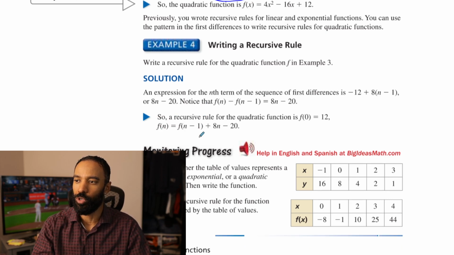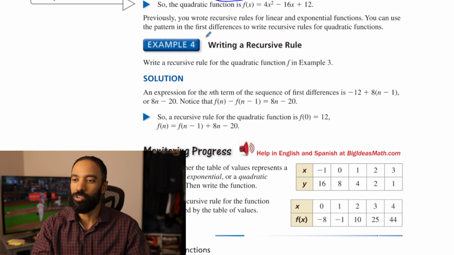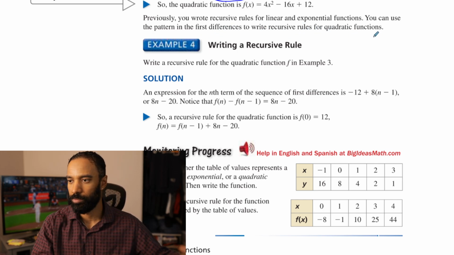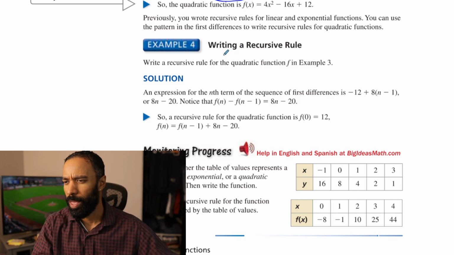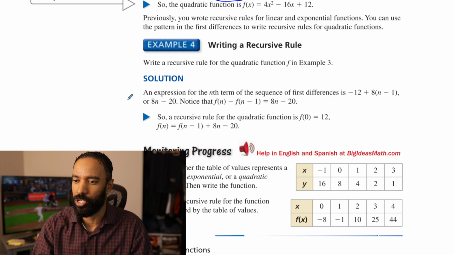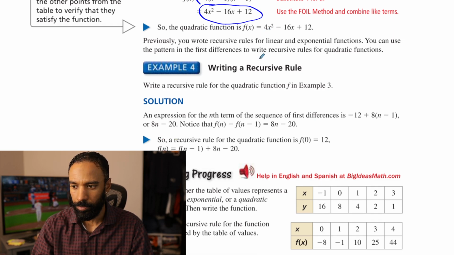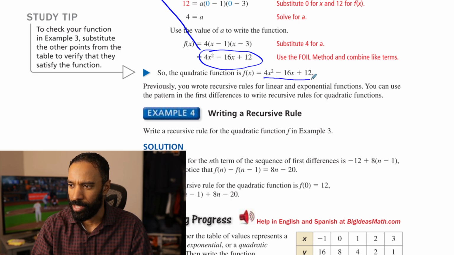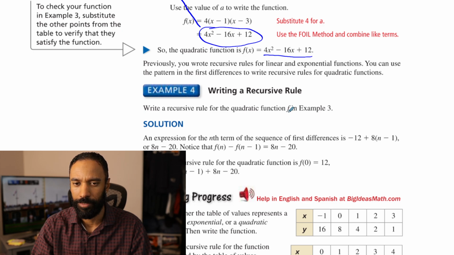Previously, you wrote recursive rules for linear and exponential functions. I don't even know if I remember that. You can use the pattern in the first differences to write recursive rules for quadratic functions. So write a recursive rule. I don't know if I've done that. Write a recursive rule for the quadratic function f in example 3. Okay, so example 3, so we got to use the table or this. Let's see. For the quadratic function f.